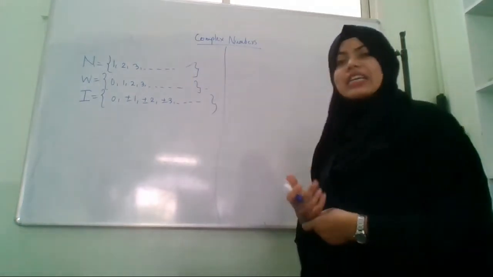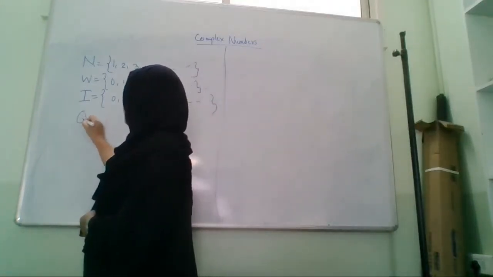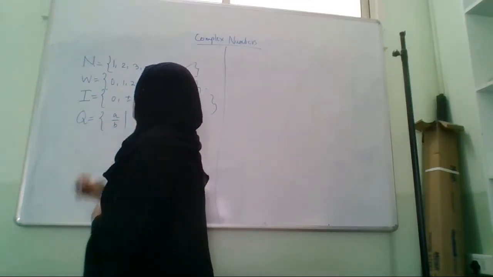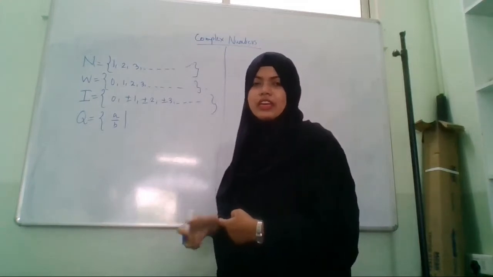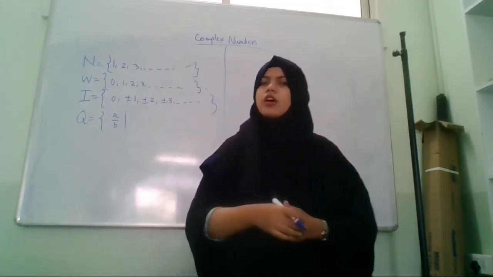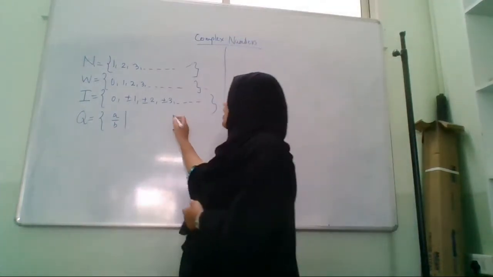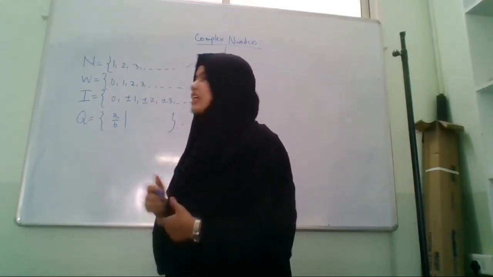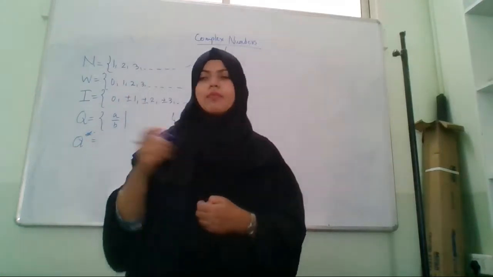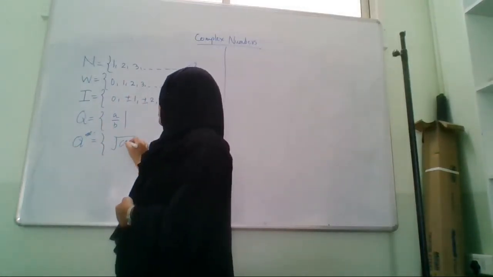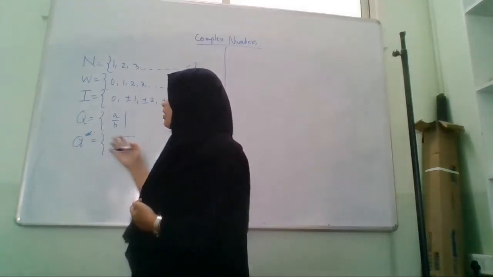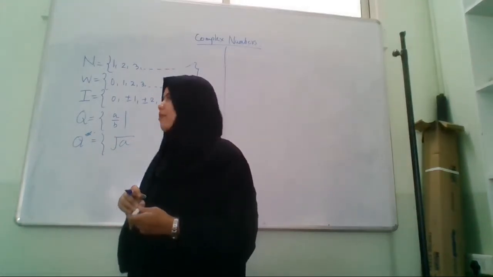So the next set is the set of rational numbers. Set of rational numbers means this type of set, a upon b form, like 2 by 3, 3 by 4, etc. The numbers in this form a by b, where a and b are integers, are called the set of rational numbers. Now the next is the set of irrational numbers. A number in a root form, right? Root 5, root 7, like that. So that is nothing but the set of irrational numbers.